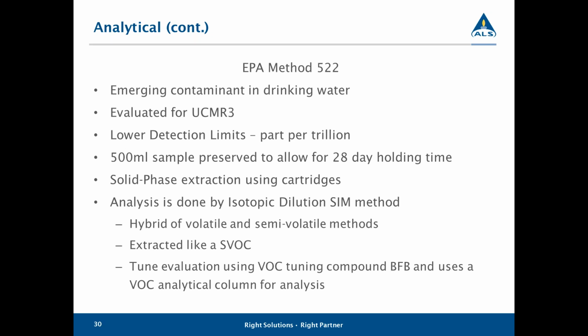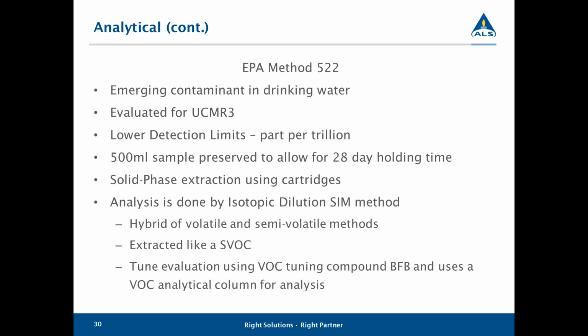And just a little bit on the EPA 522. It's a drinking water method. 1,4-dioxane has been identified as an emerging contaminant in drinking water. It just got done being evaluated for the Unregulated Contaminant Monitoring Rule, the third generation of that. Every so often they look at certain things that potentially could be in drinking water supplies, in municipal drinking water systems, and that was one of those. It has significantly lower detection limits, roughly 0.04 ppb, so 40 parts per trillion.